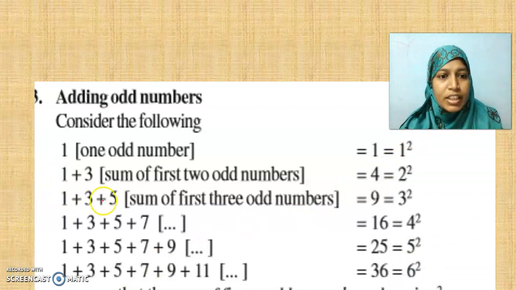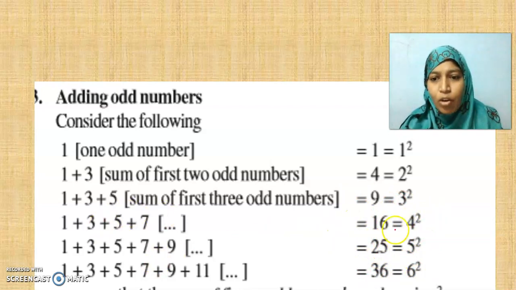Now 1 plus 3 plus 5. I get 9 and it again can be represented as a square number. If I add successive odd numbers, see the pattern: 1, 3, 5 and 7, then 1, 3, 5, 7, 9, then 1, 3, 5, 7, 9 and 11. Anyhow, I am getting square numbers only. All these are square numbers.